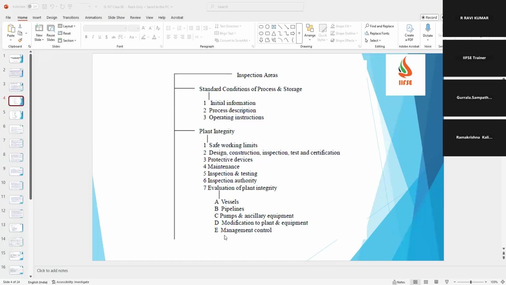Just give a statement: okay, if you're not providing this, there might be an accident. How many people will be immediately affected, and what compensation can we pay, etc. As an example I'm giving. So the management's control is also very important.